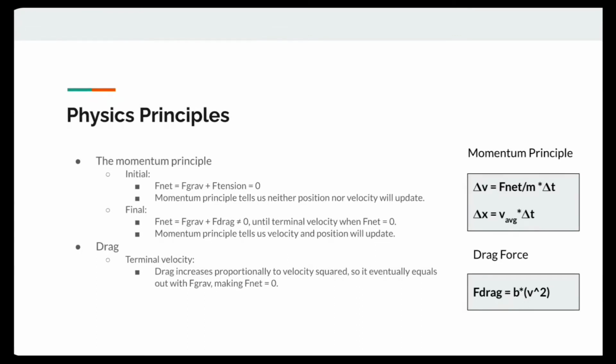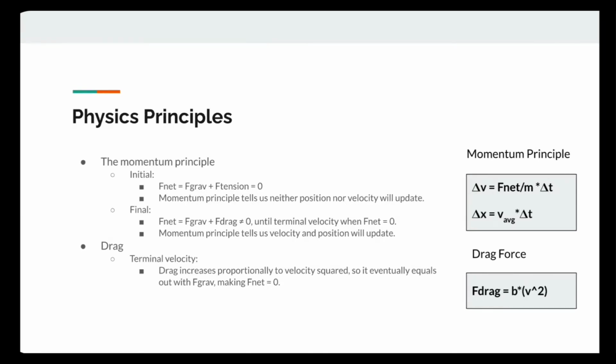For the conditions when the bottom of the slinky is moving, net force equals force of gravity plus F drag, and this will not equal 0 until terminal velocity is met, which will then have net force of 0. And the momentum principle tells us that velocity and position will update up until terminal velocity is met, since delta v equals F net over m times delta t. So when F net is a non-zero value, we will have a change in velocity, and then this will extend to the position update formula, giving us a change in position as well.